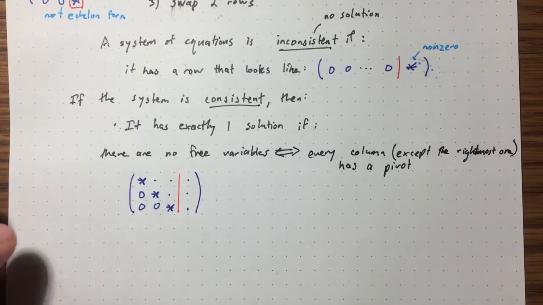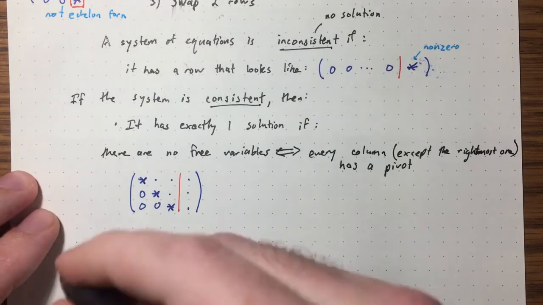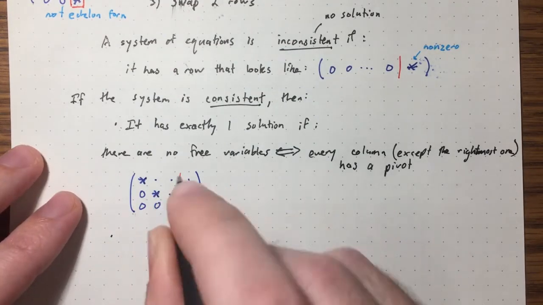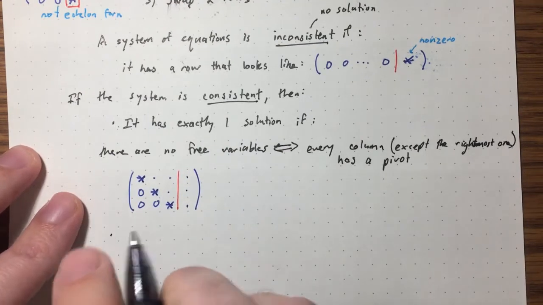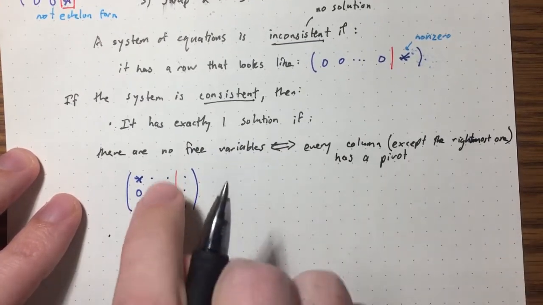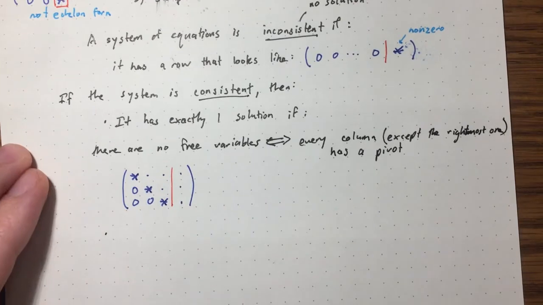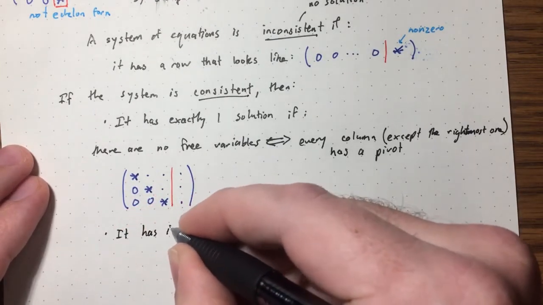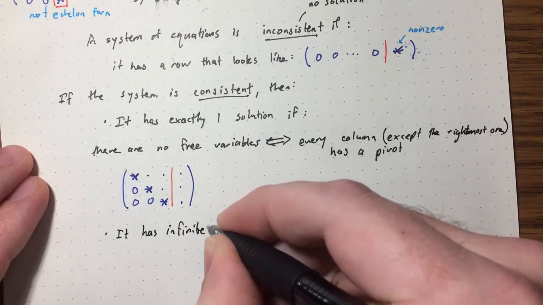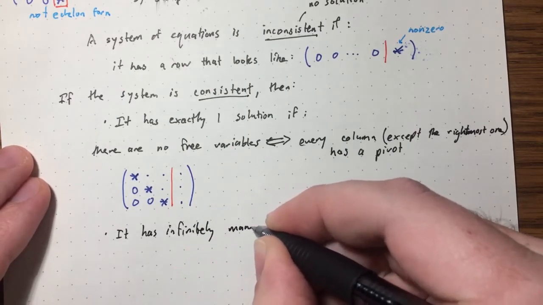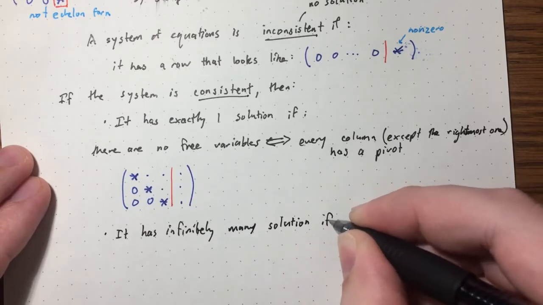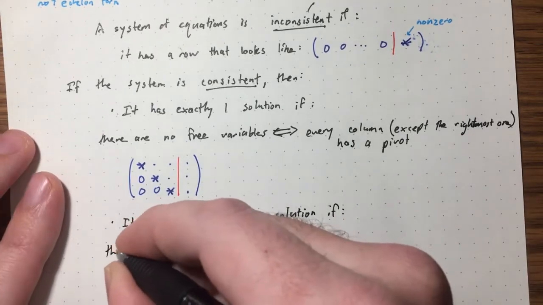When will we have infinitely many solutions? It has exactly one solution if there are no free variables, which means every column on this left part of the matrix has a pivot. It has infinitely many solutions. Well, we already kind of said it. It has infinitely many solutions if there are free variables.